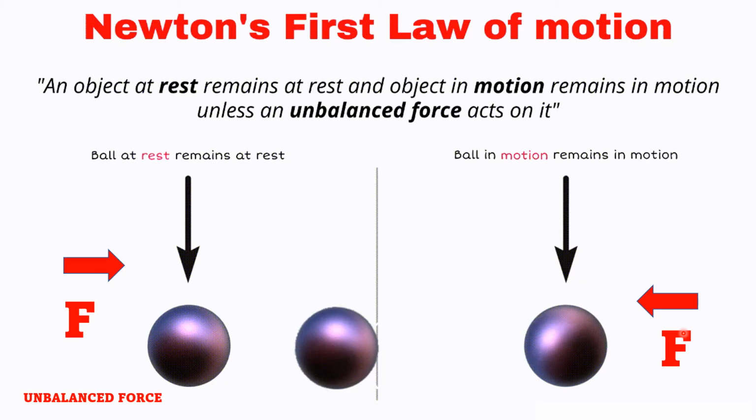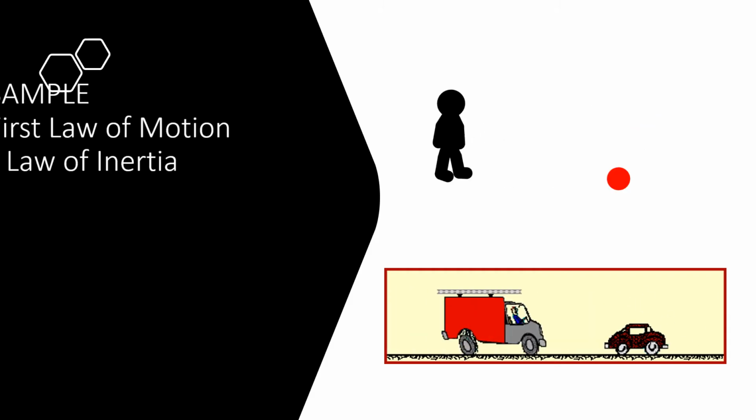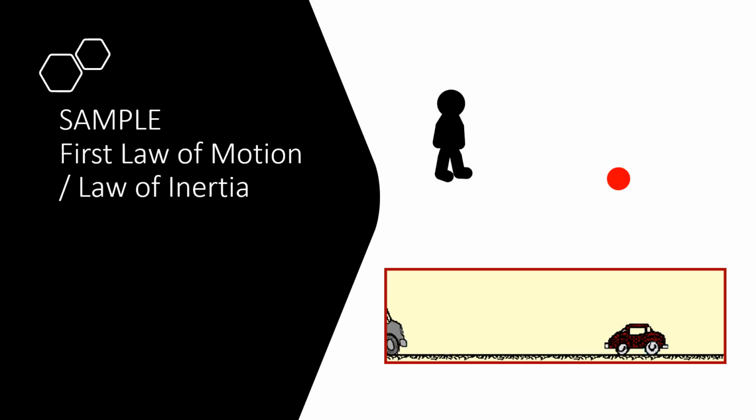So since we had applied force here, this object will experience an unbalanced force. From moving, or from in motion, this object will stop or move into rest because the object experiences an unbalanced force. That is Newton's first law of motion. Okay, let's have another example of the first law of motion, also known as the law of inertia.